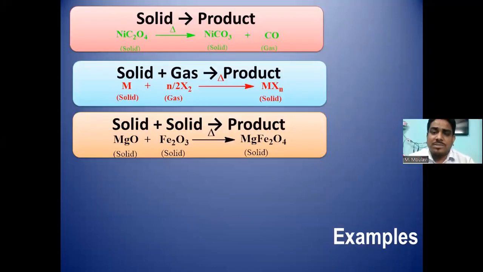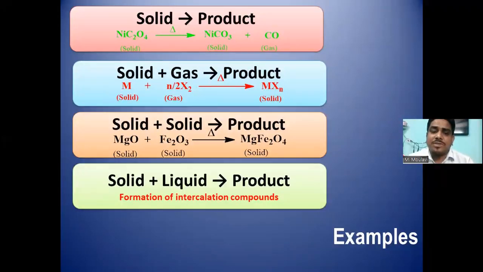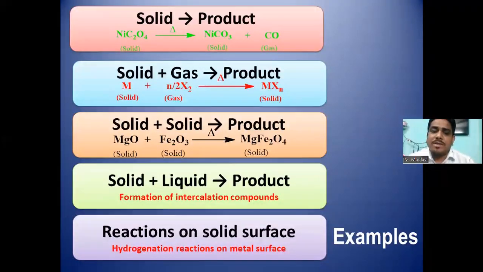Third class of the solid state reaction is solid reacts with solid to form the product. Here, magnesium oxide reacts with the Fe2O3 to form MgFe2O4 solid. So it is also example of the formation of solid-solid solution or complex solid metal oxide system. Fourth type is the solid reacts with the liquid to form product. Here example is the formation of intercalation compounds. Last type is the reaction on the solid surface. Here, the hydrogenation reaction on metal surface.